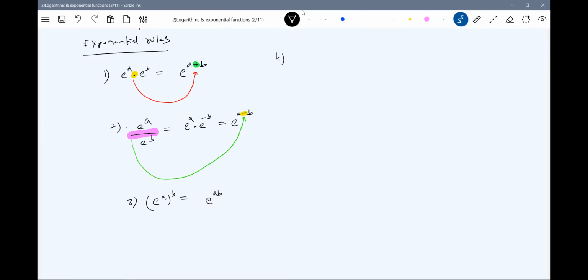So further, anything to the power 1 will be 1. Similarly, e to the power of 0 will be 1. E to the power of infinity will be infinity. E to the power of minus infinity will become 1 by e to the power of infinity, 1 by infinity. This will be 0.